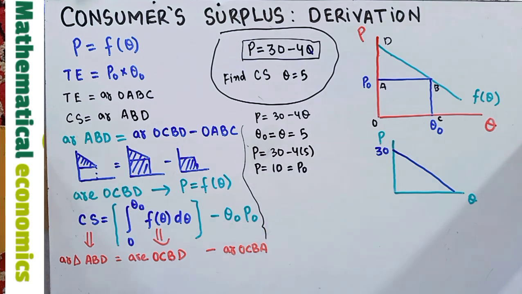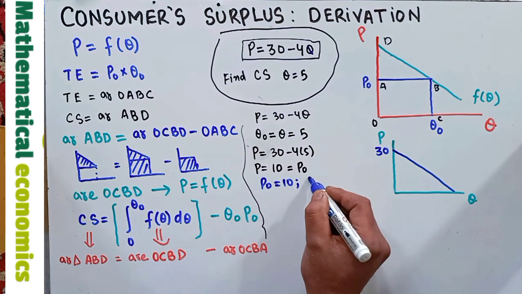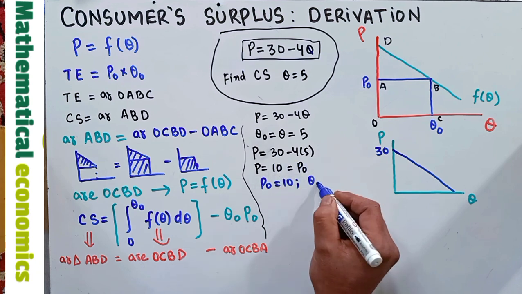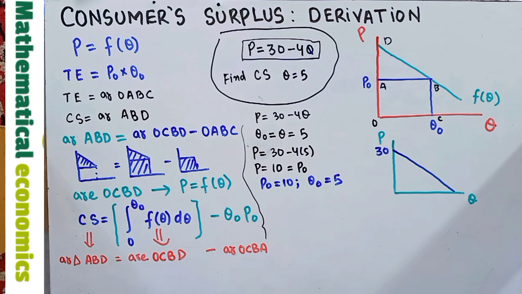Okay, then what is the consumer surplus? So we have P naught equal to 10, Q naught which is equal to Q here, 5. You can write P and Q, but I'm just trying to relate it with this example, this derivation.